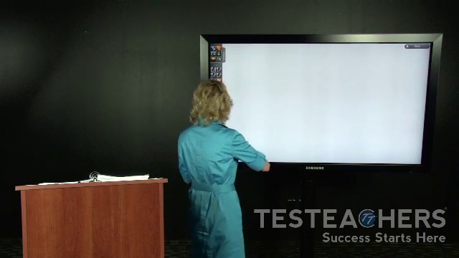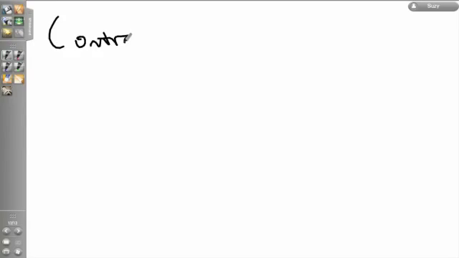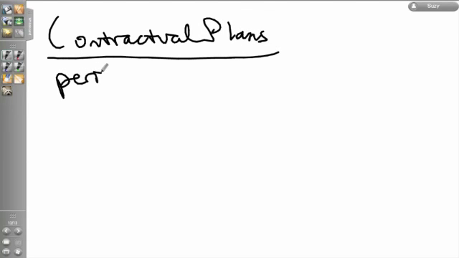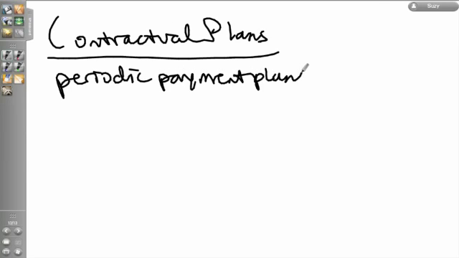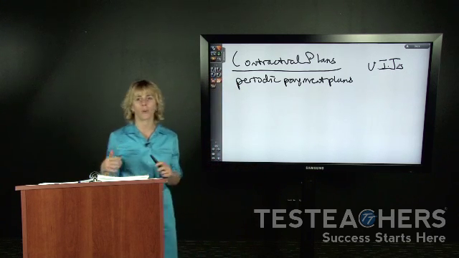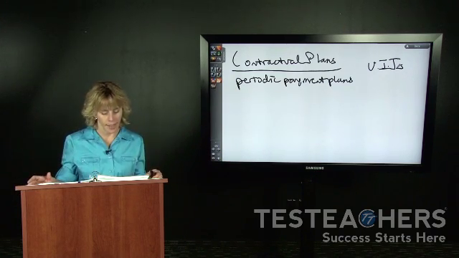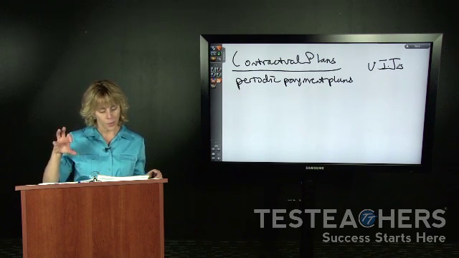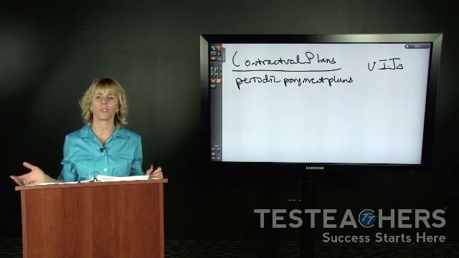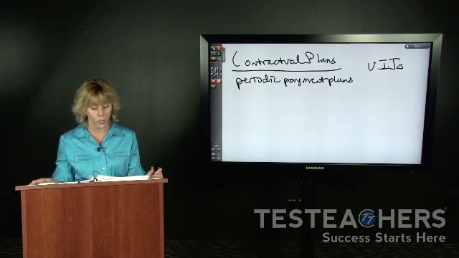Contractual plans. These are sometimes called periodic payment plans. Periodic payment plans. These are our UITs, unit investment trusts. So what they are is this contract where somebody agrees to invest $100 a month for the next 10 years or something like that. An investor signs a contract saying that they're going to do something on a regular basis over a period of time.